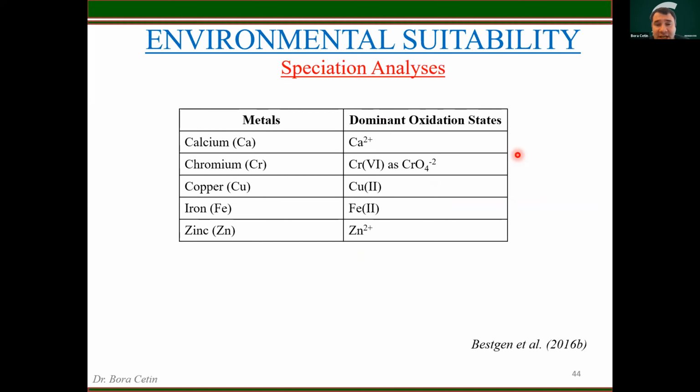And the speciation analysis tells us one thing that I want to focus on: chromium exists in +6, which is a toxic form of chromium. So with the RCAs that you use, you want to make sure that you minimize this chromium leaching below the EPA limits to save trouble for everybody.